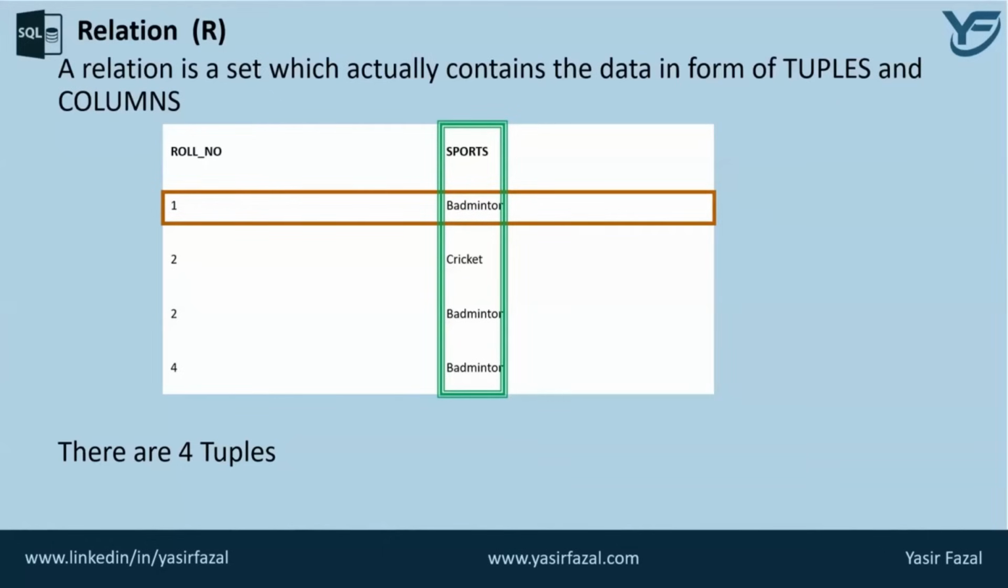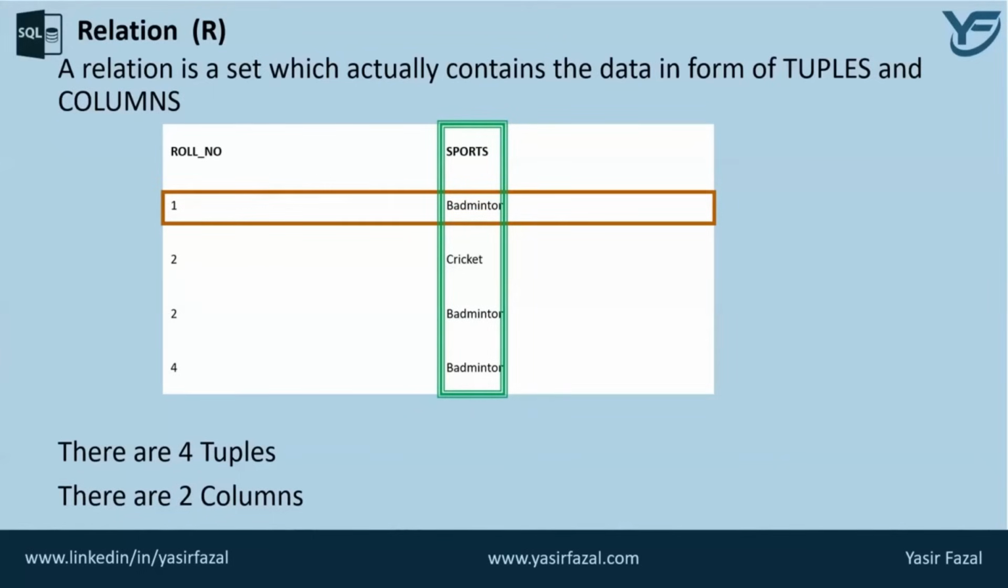So there are four tuples here, and there are two columns, roll number and sports. The first column contains the roll number information, and sports contains the textual information about the sports. Whenever you talk about the cardinality of a relation, it means the number of rows, or tuples, multiplied by the number of columns, which right now is 4 multiplied by 2, which is 8. So this is basically the cardinality of the relation.